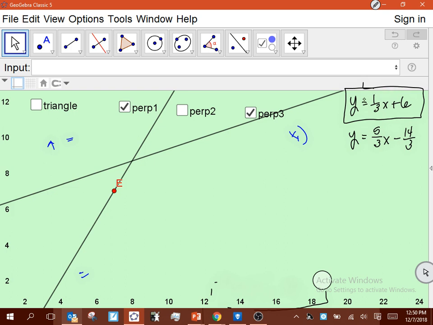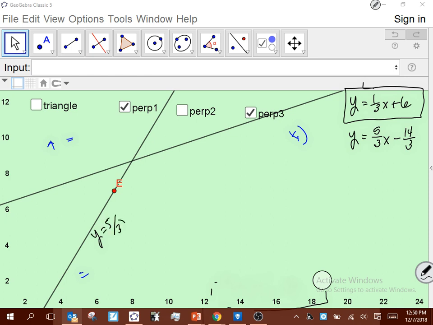And told you that this equation right here was y equals 5 thirds x minus 14 thirds. This equation here was 1 third x plus 6. Okay? What did we do? If those two things are going to intersect, that point right there is going to be an x comma y, right? At that point, this y value is the same on that line as it is on that line. Does that make sense? So that means this y value right there is the same as that y value right there.